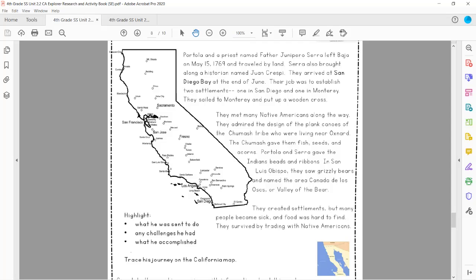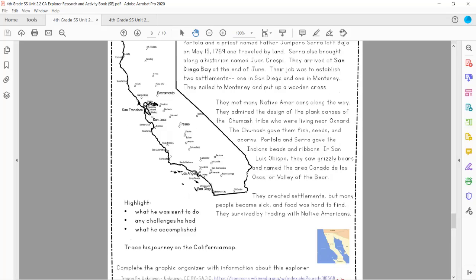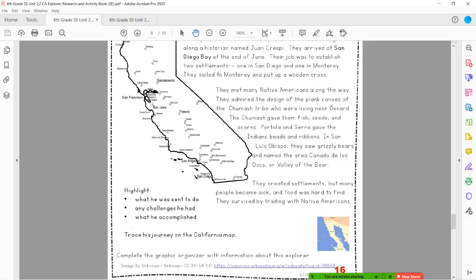So again, we're going to highlight what they were sent to do, the challenges that they faced, and what they accomplished. We're also going to trace their journey. We know that they started or landed in San Diego Bay and that they moved up north. So you can go back and reread the passage so you know what they were doing in those areas.